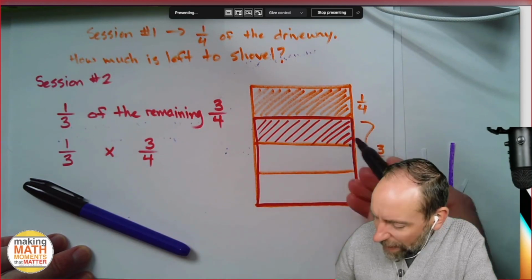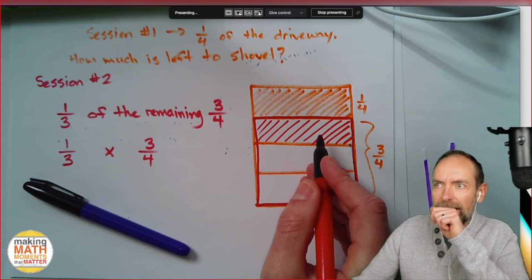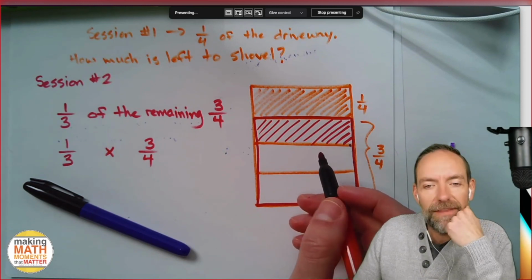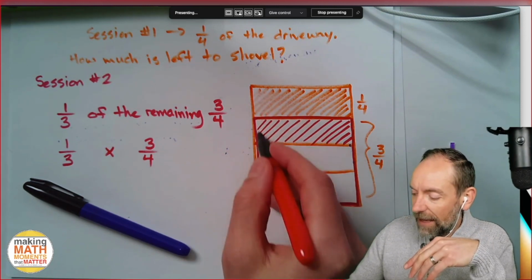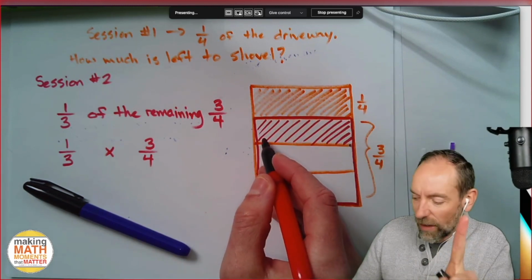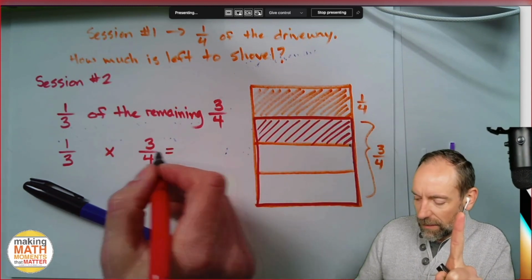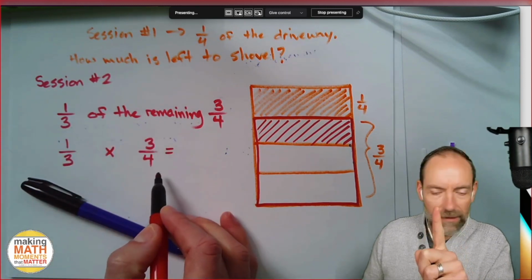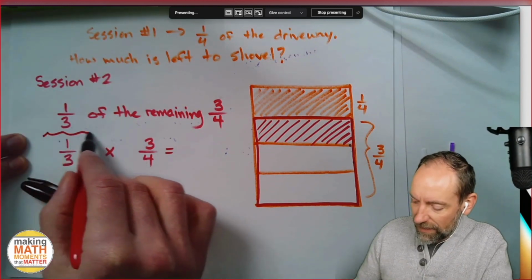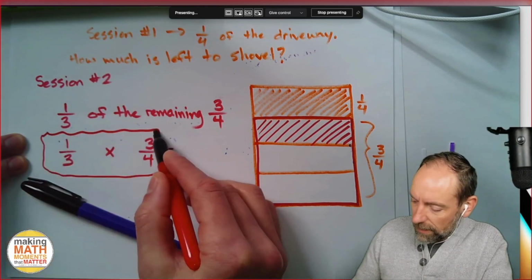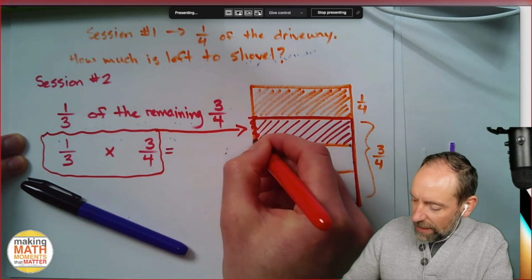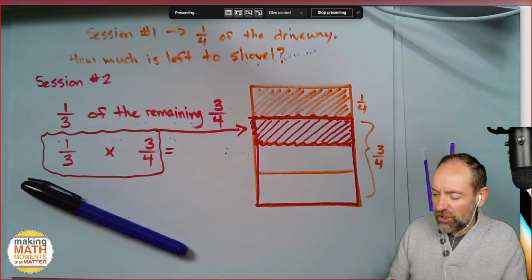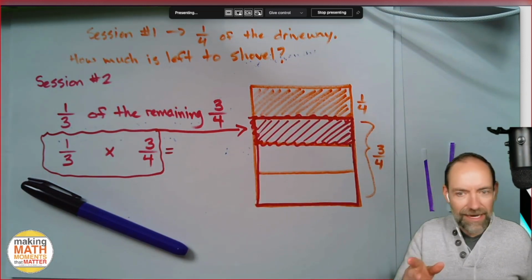So now I want to go back to my friend who shared in the chat and said it was almost too easy: you've shoveled half the entire driveway. I agree. I have shoveled half the entire driveway. But my question for you is this: how much of the entire driveway is 1/3 of 3/4? So we all agreed that this chunk is this chunk right here. So my question is, how much of the driveway did I shovel in the second session?